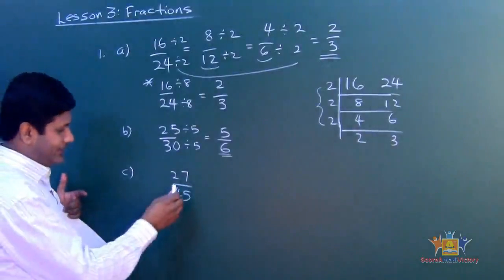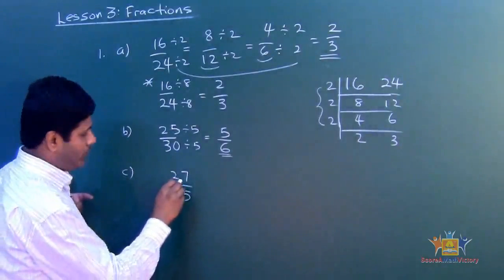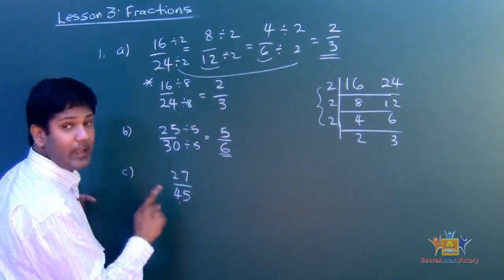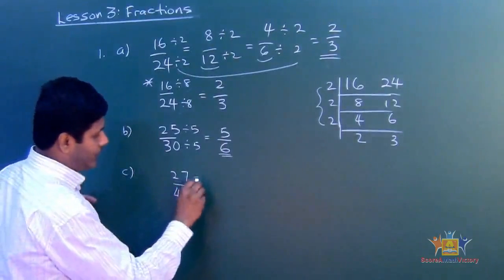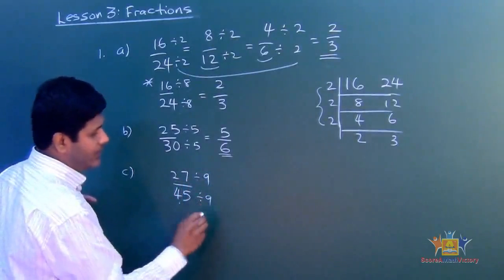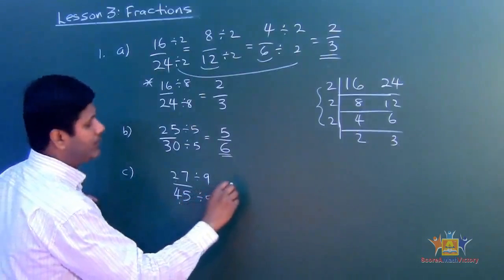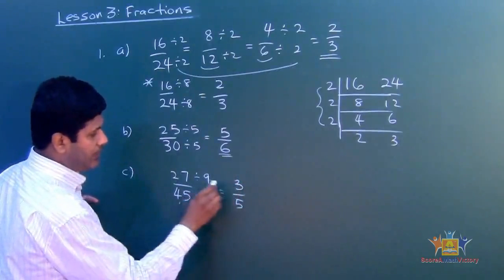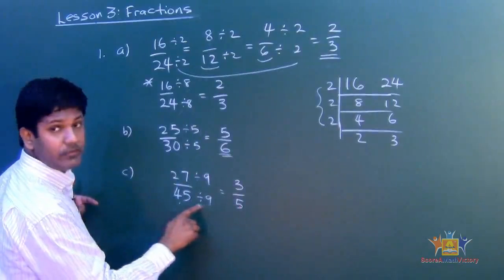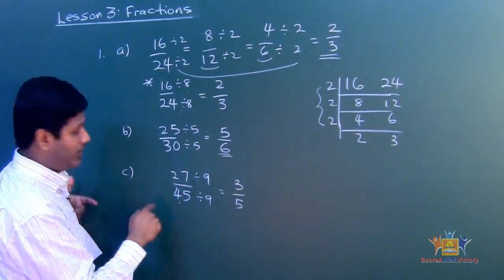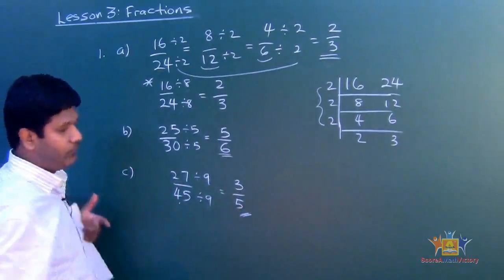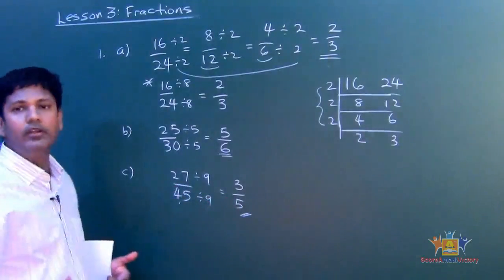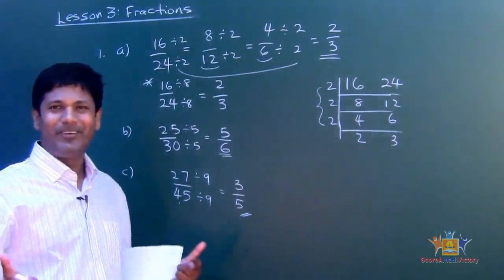Okay, good. So now in this case, 27 over 45. What is the common number that 27 and 45 can be divided by? Exactly, from the 9 timetable, because I can divide 27 by 9 and 45 by 9. 27 divided by 9 gives me 3. 45 divided by 9 gives me 5. Why is that? 3 times 9 is 27. 5 times 9 is 45. The reverse of that. And this is the simplest equivalent fraction for 27 over 45. Pretty fun, isn't it? Pretty easy, isn't it?